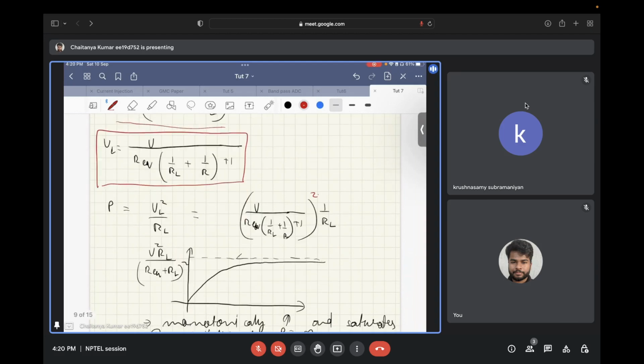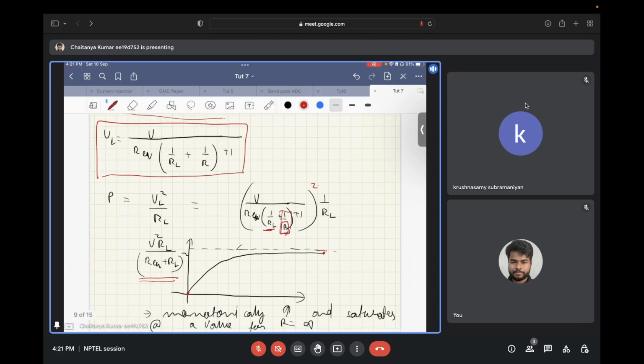Now, if you try to plot the power versus R, since RL in this case is fixed, R is varying. So what you get is a monotonically increasing function that saturates at the value V square into RL divided by R equivalent plus RL whole square. And that happens when this term goes to zero, that means R goes to infinity. So the maximum power transfer in this case happens when the R goes to infinity. This is how you needed to solve this question.